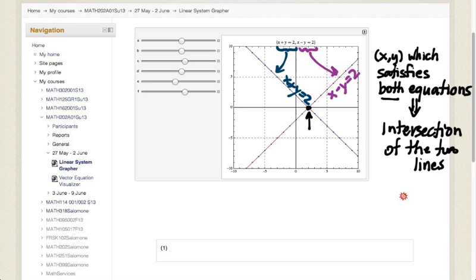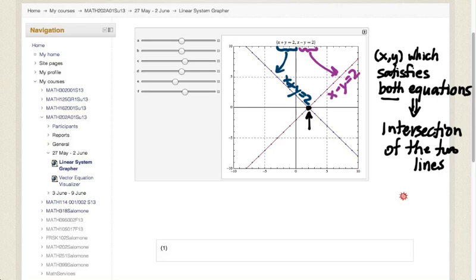Can we think of each equation's line as representing the solution space for x and y, and then this is the intersection of both of those solution spaces? So the solution for the two different equations.